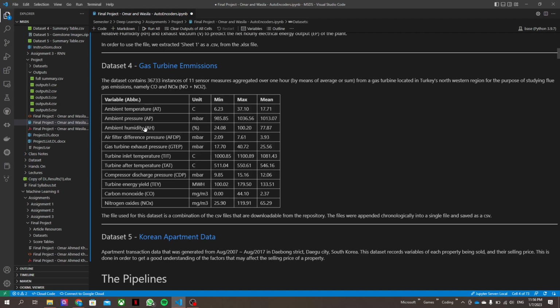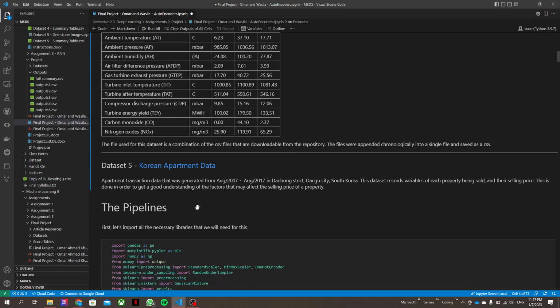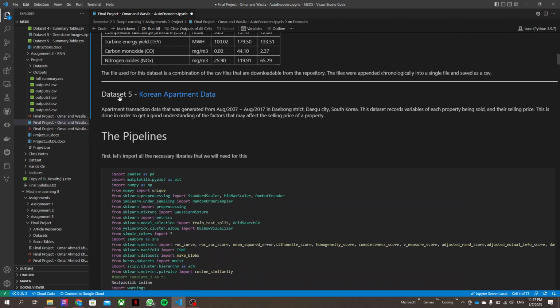Here, it gave us a lot of similar information to the first one. It gave us a lot of readings from your surroundings for ambient temperature, pressure, etc. Our job in this was to figure out either what the carbon monoxide emissions or the nitrogen oxide emissions are. Lastly, the data set that we used was the Korean apartments data. This was the only data that we got off of Kaggle. The other ones were from the UCI repository.